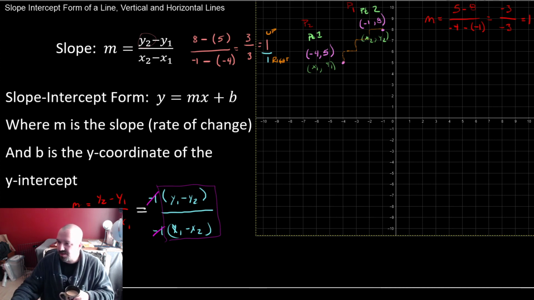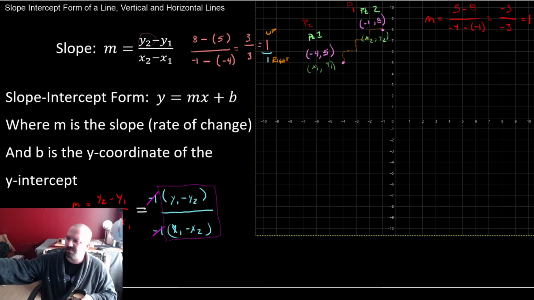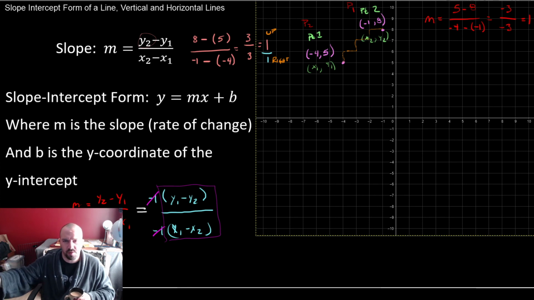The next little piece, and we're not really going to get into it here, we're just going to look at the structure of it. The next little piece is we can take this value here, and we can put it into an equation format called the slope-intercept form. It's called that because it gives you 2 values. If you have an equation in this format, then the m stands for your slope. It's your rate of change. The b stands for the y value of the y-intercept.